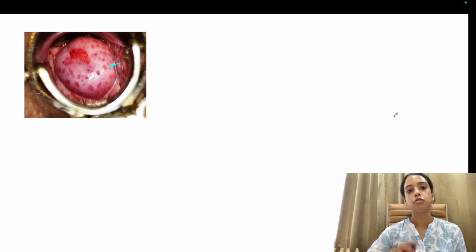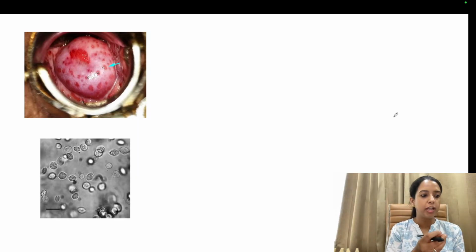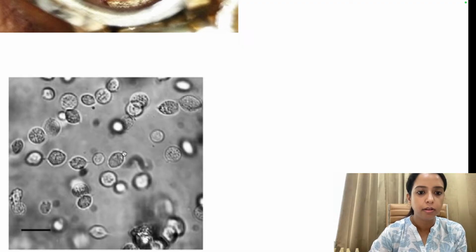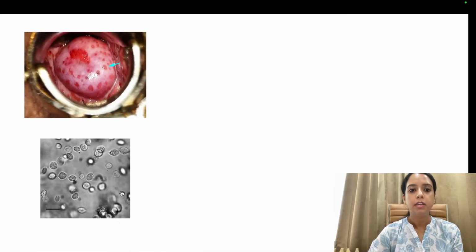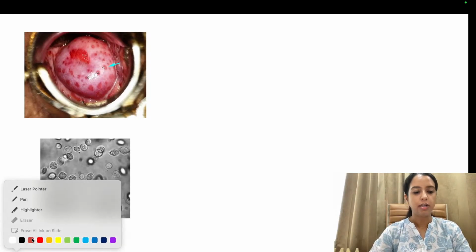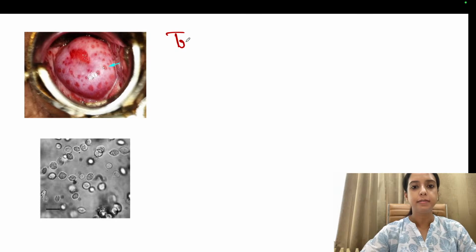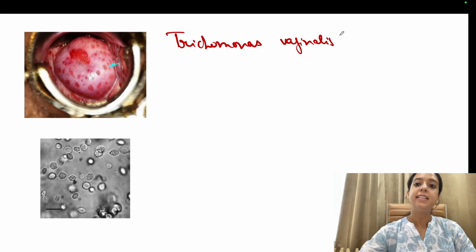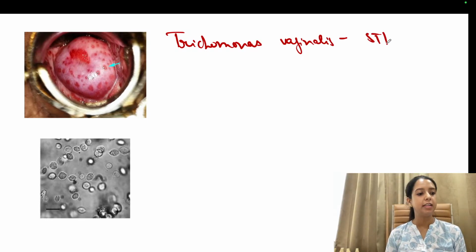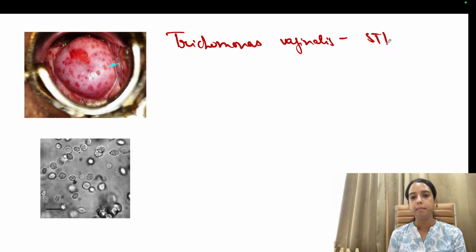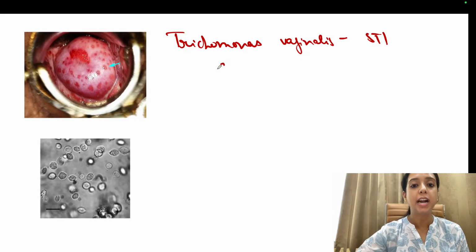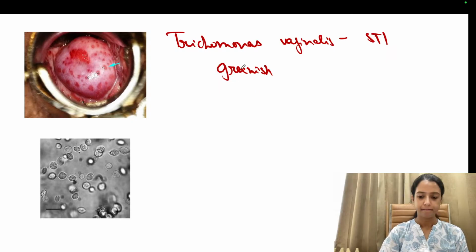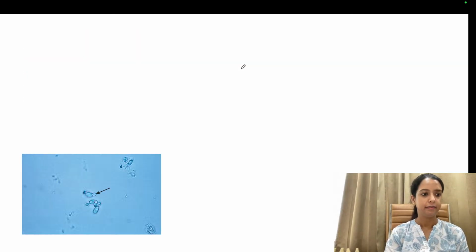Next, this is a strawberry cervix. And when I took the vaginal smear, can you see the motile, flagellated organism? It is actually a motile flagellated organism. Trichomonas vaginalis. It is a sexually transmitted infection. So here I will treat the partner also. It's a sexually transmitted infection. The discharge is typically greenish. Okay? Correct. Very good.